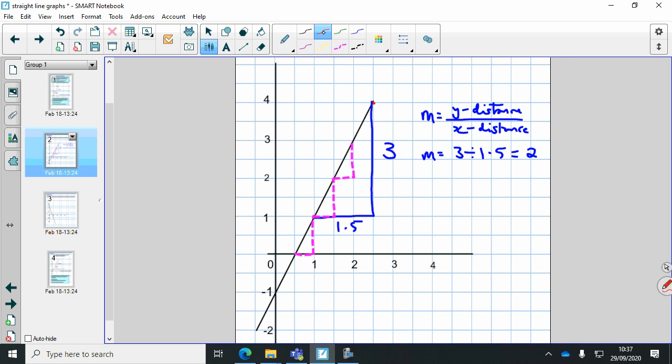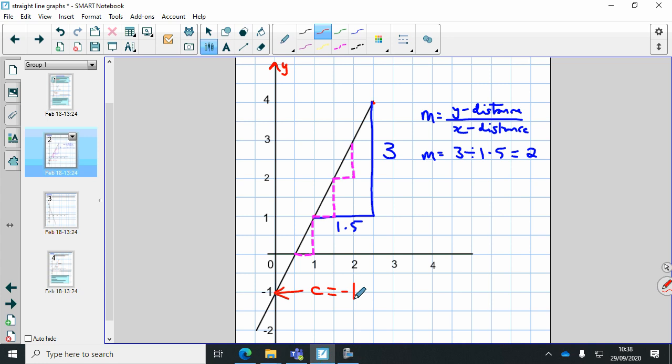Okay, and for the y-intercept, we just need to simply read off where the line crosses the y-axis. Remember, y is your vertical axis. And we can see here that this is our c. This is where it crosses the y-axis. So c is simply just equal to minus 1.